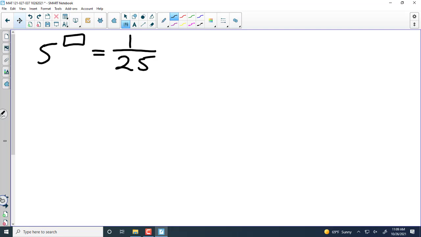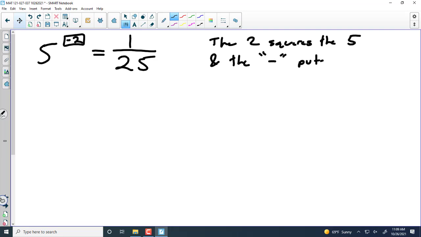2. What is it? Negative 2. I needed the 2 to square it. I need the negative to put it on the bottom. And do calculation. So it's going to be negative 2. The 2 squares the 5, and the negative puts it on the bottom.